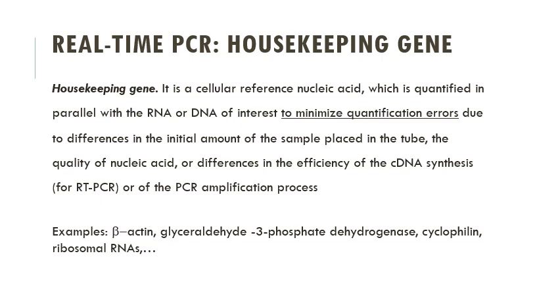You need to have some housekeeping genes in the assay. It is just a reference nucleic acid that is quantified at the same time as the DNA of interest, so you can know that your assay is working well and you minimize the errors of the quantification. Some examples are beta-actin, cyclophilin, and ribosomal RNA.